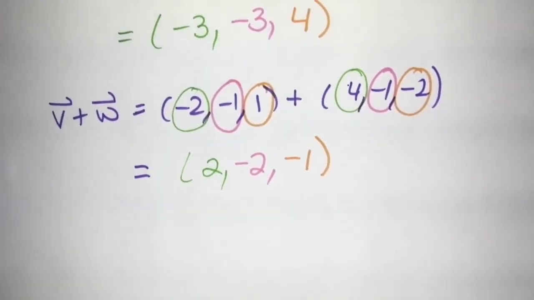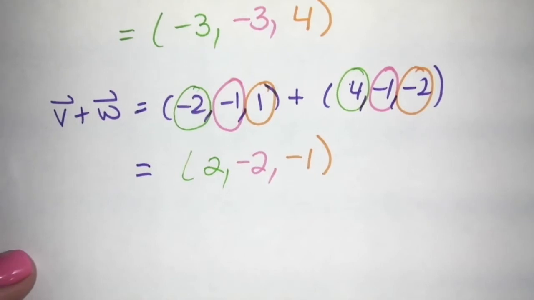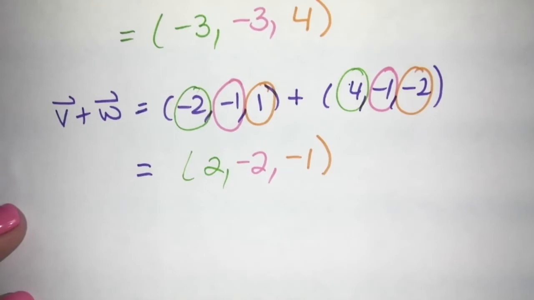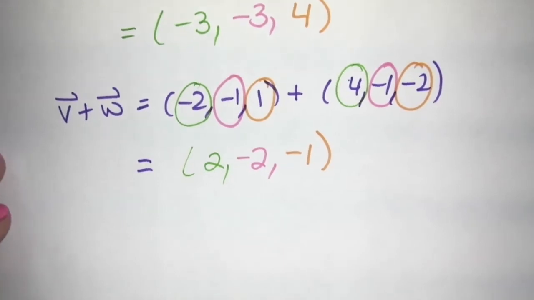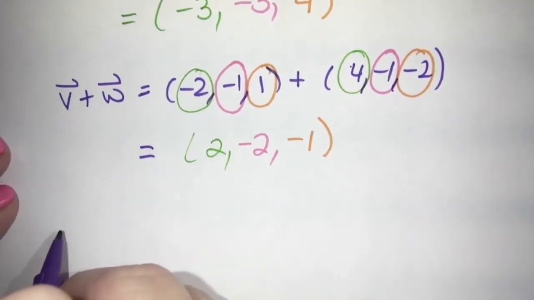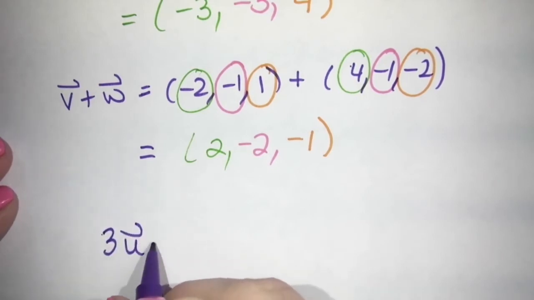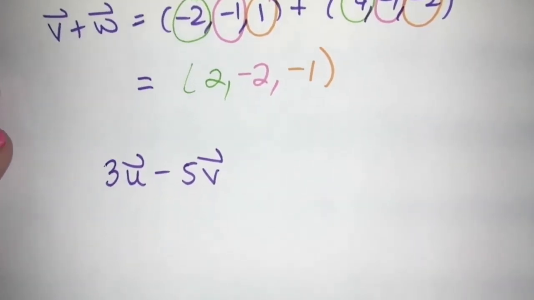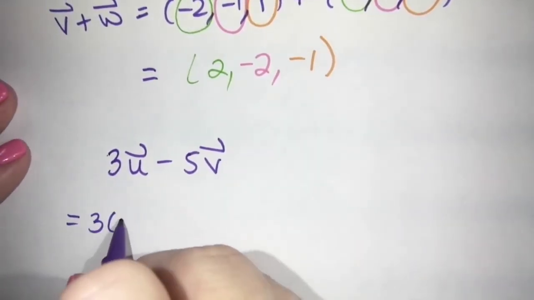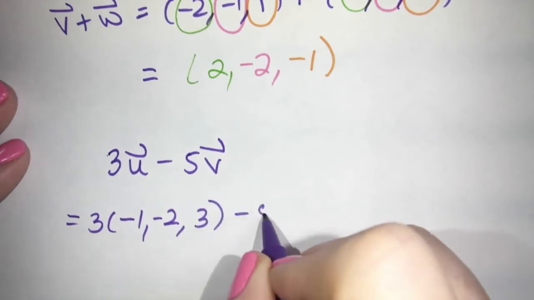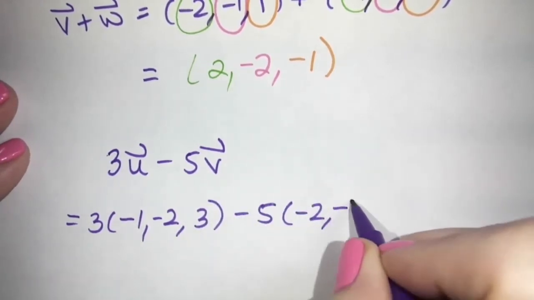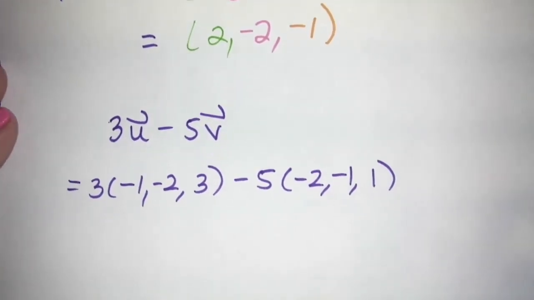So usually the first question on the exam is typically either a distance or an adding, subtracting vectors, or a magnitude, which will be in our next video. But sometimes it'll just be something like 3u minus 5v, or something like that. So let's calculate that next. So we've got here 3 times vector u minus 5 times vector v. We're going to use the same u and v we've been using. So 3 times -1, -2, 3, minus 5 times -2, -1, 1. So here we're just combining the scalar multiplication and the adding and subtracting.